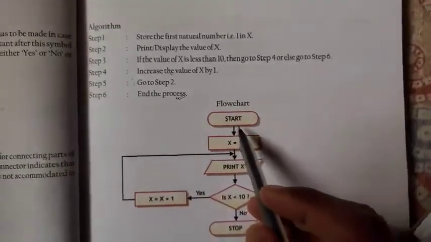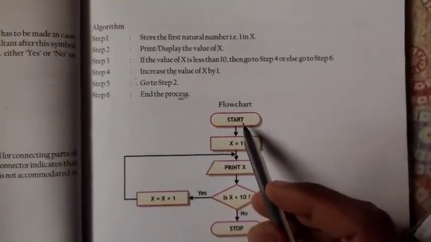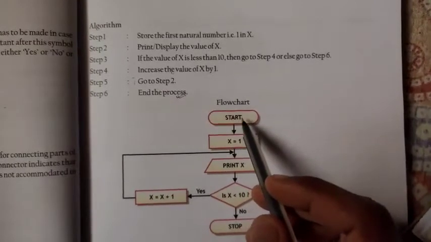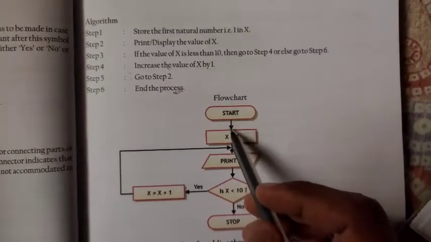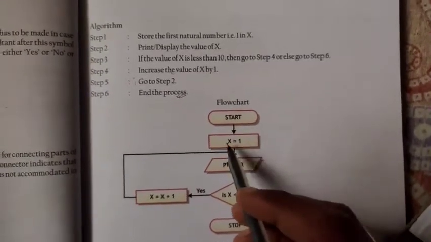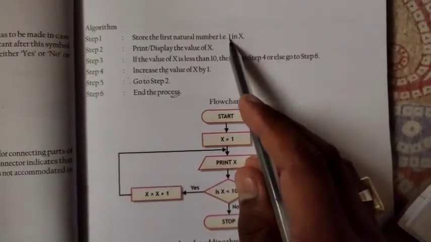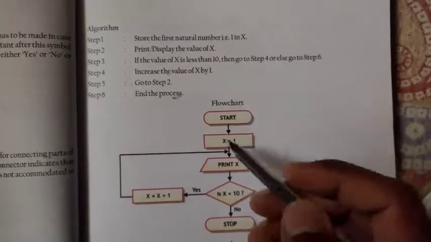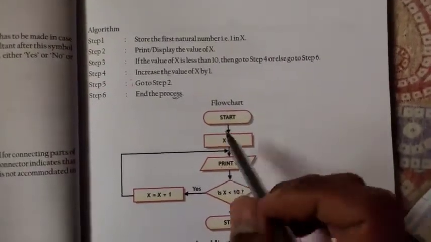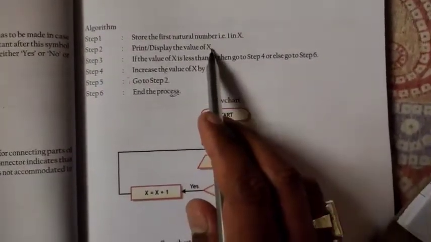Let us see. First, the start, that is the terminal symbol, will be used for starting the flow chart. This arrow line will show the flow. From here we have to move here. x is equal to 1. We have to take the value, that is number 1, in place of x. Now the second step, print x, print and display the value of x.